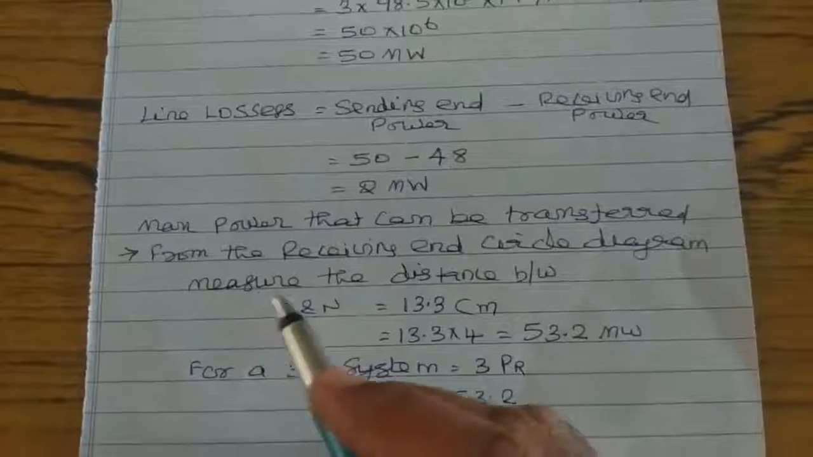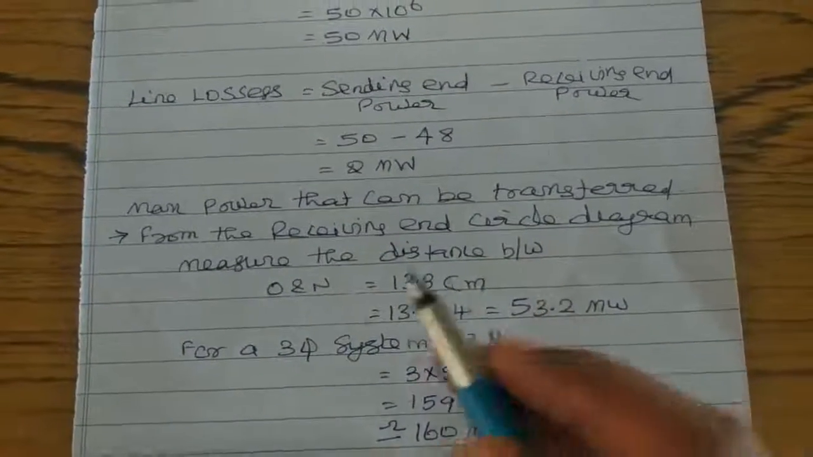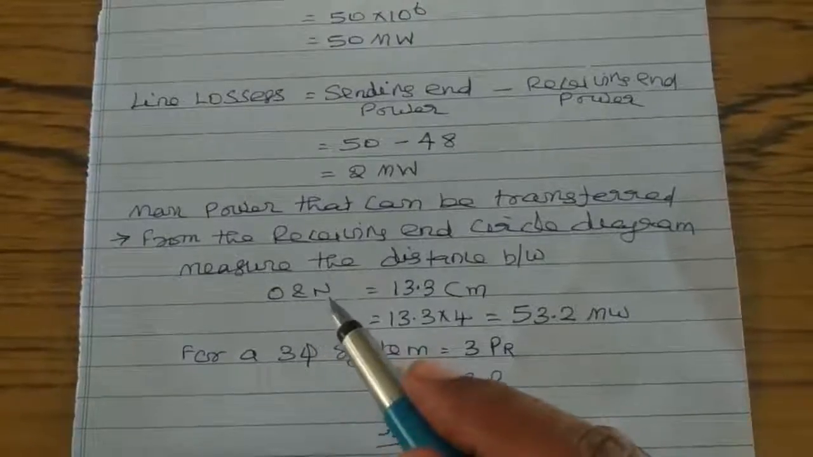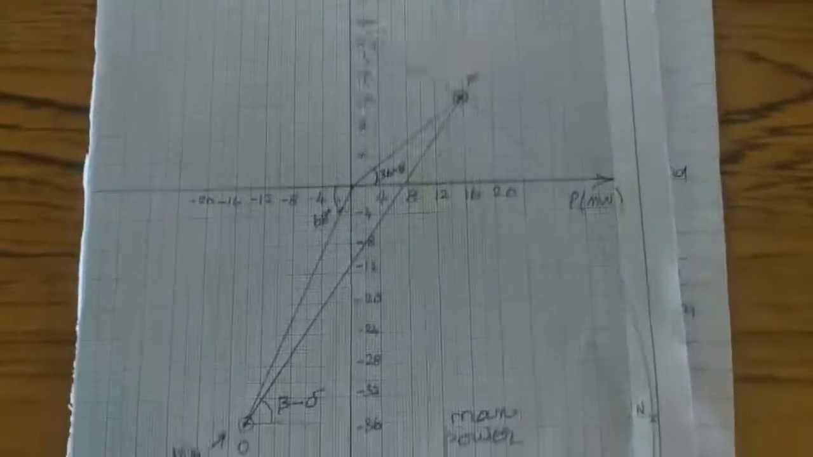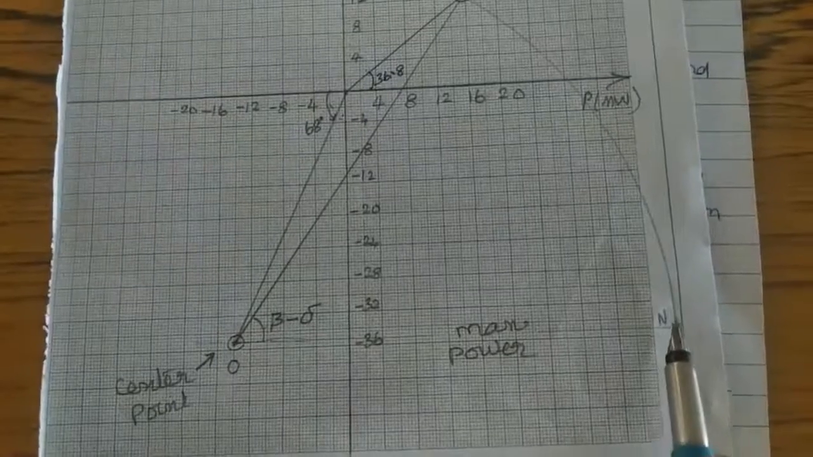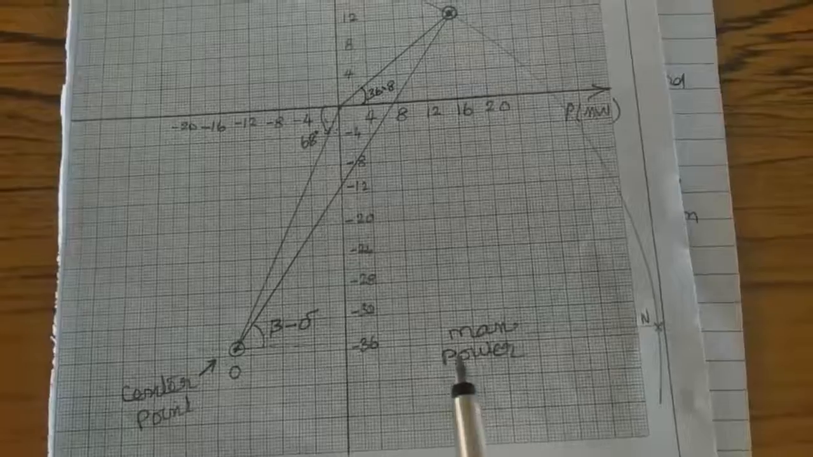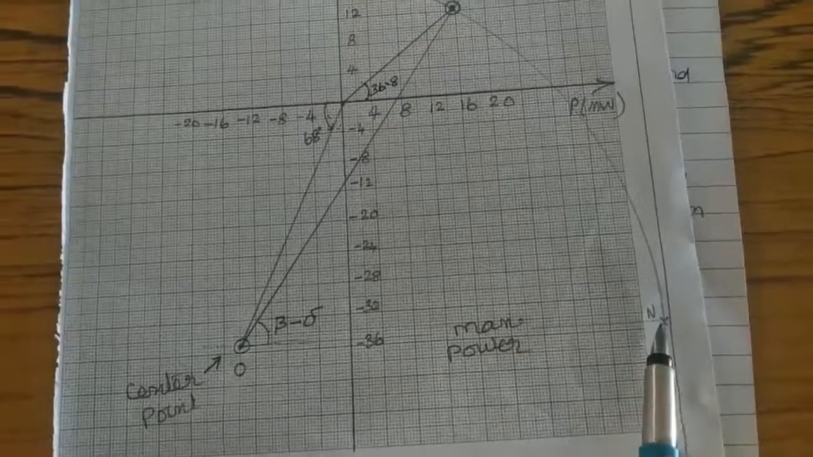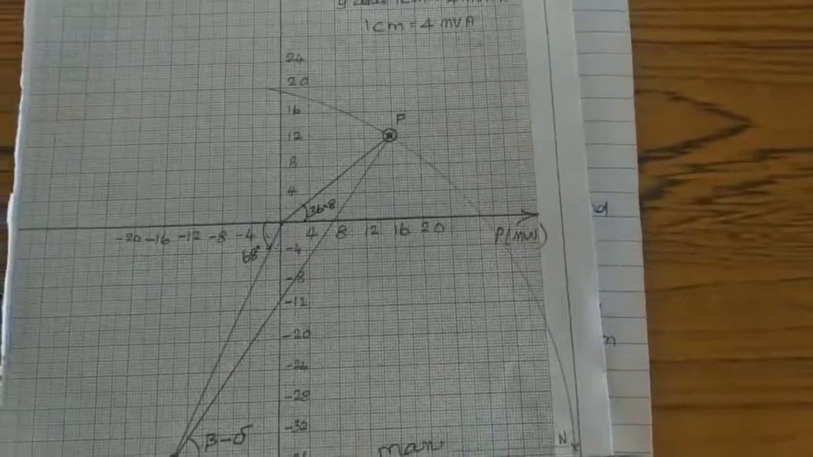Finally we are going to obtain the maximum power that can be transferred. For this, from the receiving end circle diagram, measure the distance between points O and N. Take the receiving end circle diagram. Point O is here, then point N is on the arc. Extend the point O, and the line cuts the arc at point N. Measure the distance between O and N.